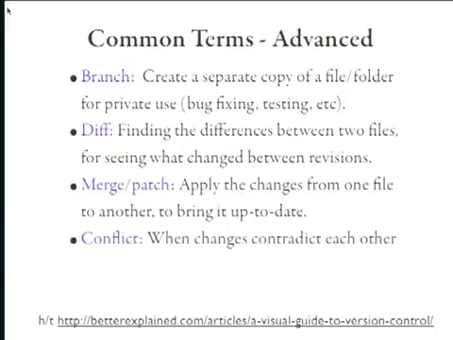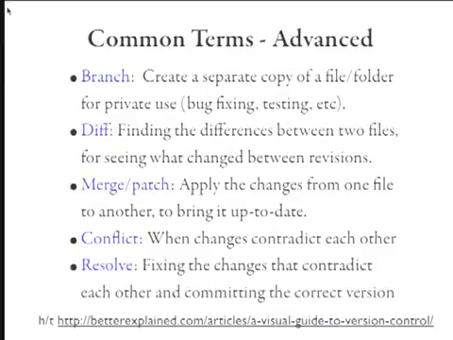Conflict, obviously, is when changes contradict each other. This can sometimes happen when you're working with another person on the code and you both try to edit the same part of the code. And then if you try to merge those things together, it will create a conflict saying, I can't merge these, you've tried to edit the same part. And then if this happens, you'll have to resolve the conflict.